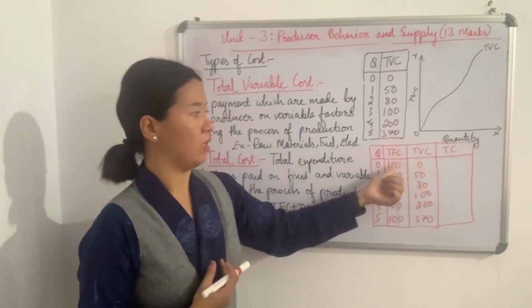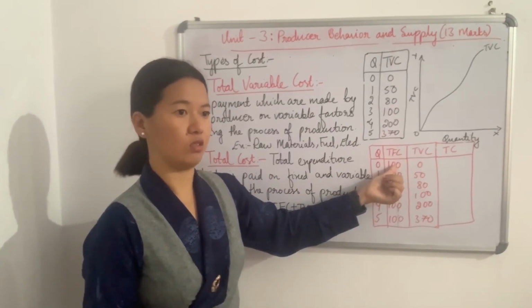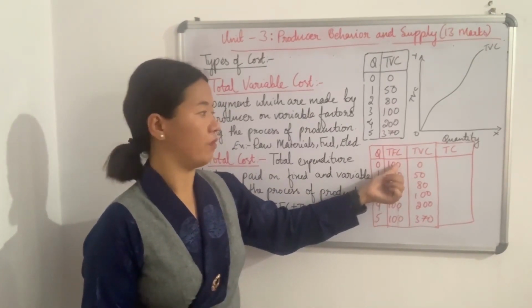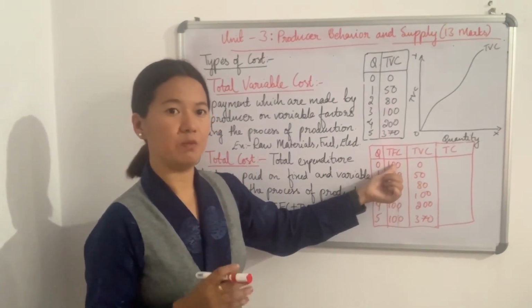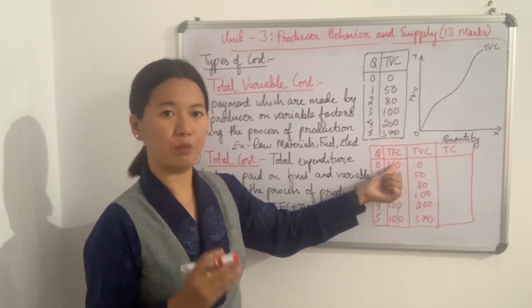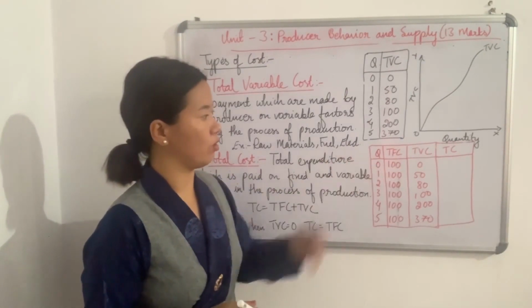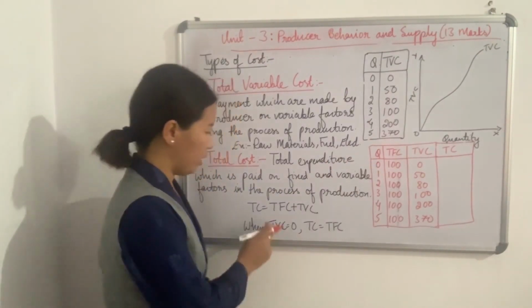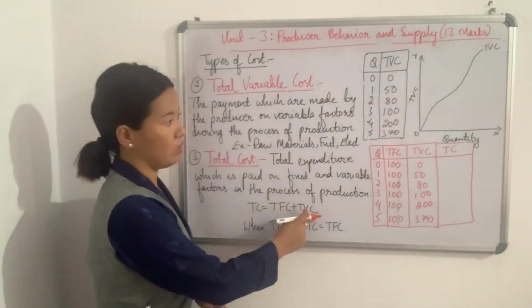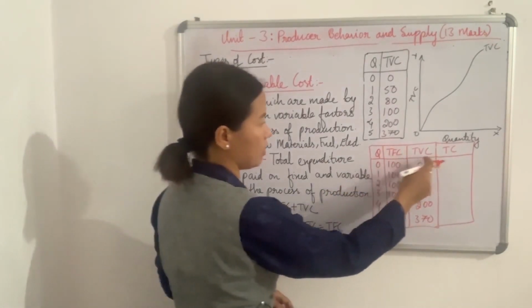So from the quantity, when it is 0, total variable cost is 0. But we know that there will always be fixed cost, whether there is production or not. The fixed cost will always be there. So the fixed cost will start from the positive y-axis. So the total cost is the sum of TFC and TVC. So we will take the sum of both TFC and TVC.